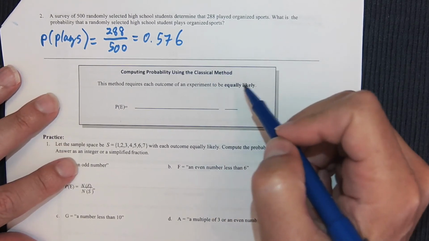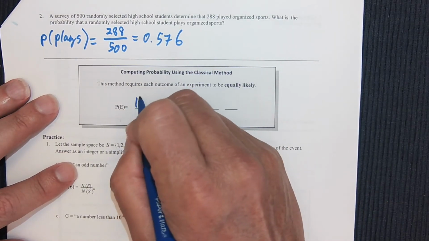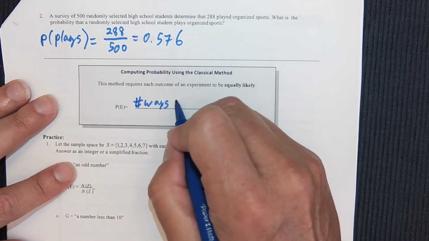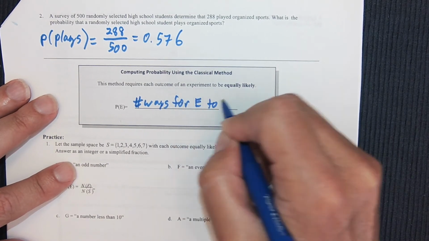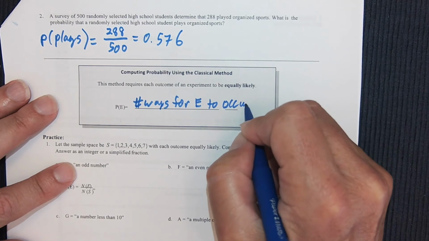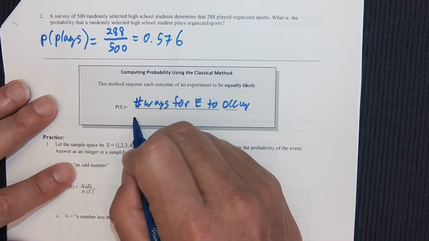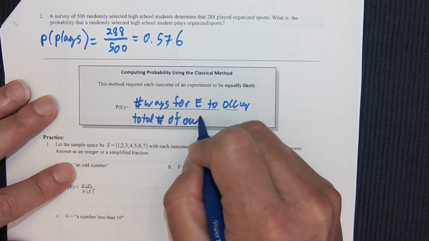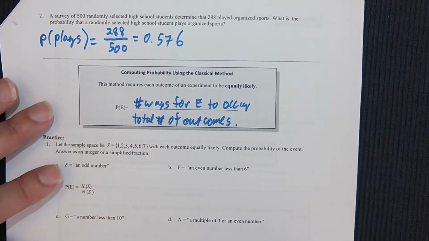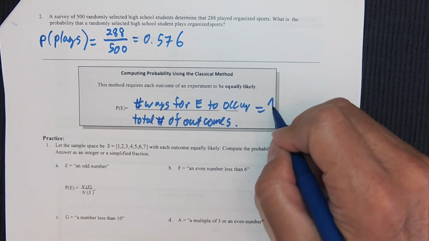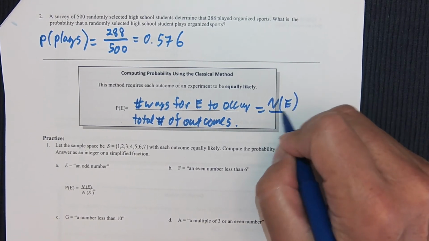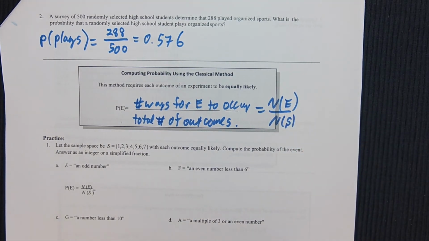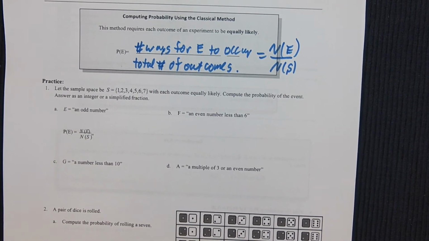So, computing the probability using the classical method, we're going to get the number of ways for E to occur over the total number of outcomes. And that's the number of E over the number of S. So the other one was probabilities, this one's are number counting. They basically mean the same thing.